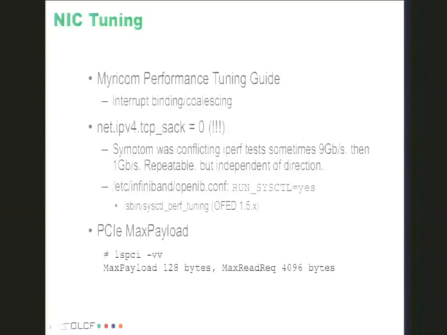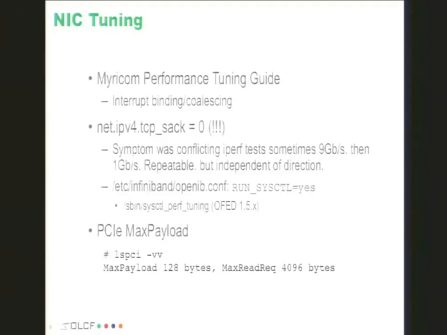So interrupt coalescing is something that's important to consider. I won't really go through it here, but the Myricom Performance Tuning Guide is a really good resource for that. They explain some of the parameters on the Myricom cards, and give you some pointers to start there. So this ended up being the problem with our system.